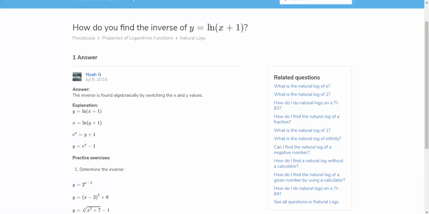If we switch the... let me look at the answer. So y equals ln x plus 1, and if we switch the values, x equals ln y plus 1. Then if we apply e, e to the x equals e to the power of ln y plus 1, and e to the power of ln eliminates that.